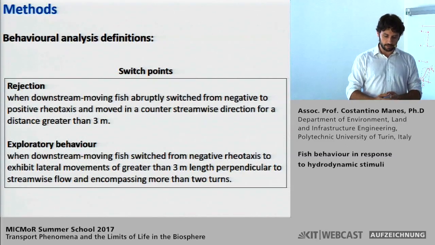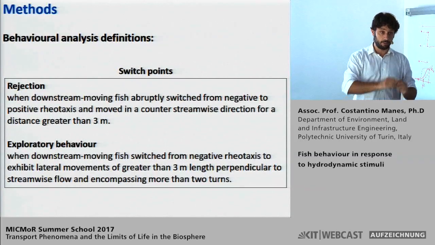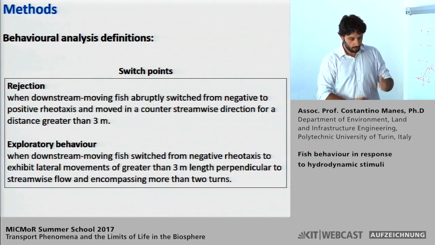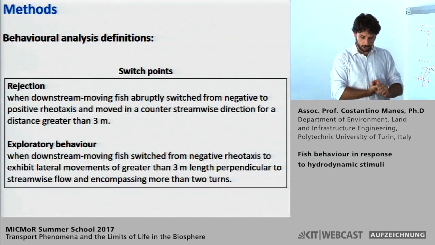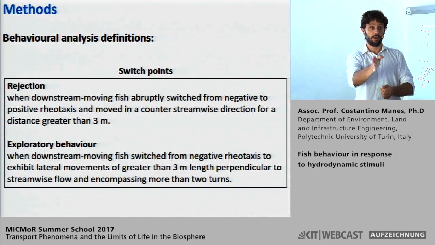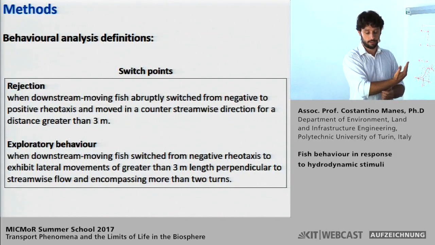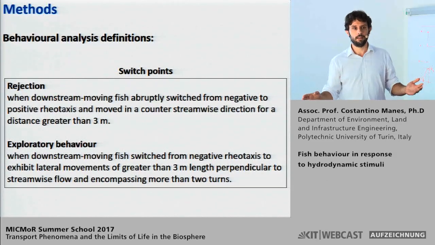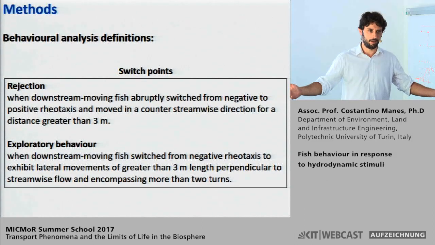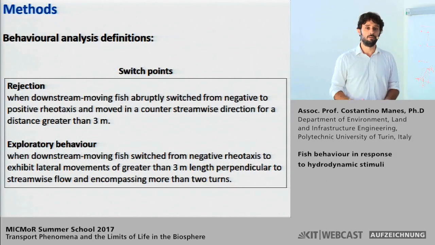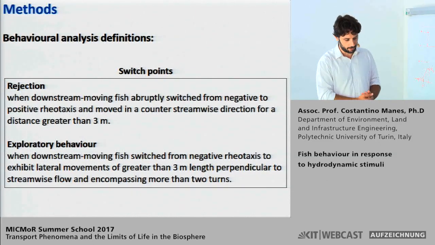So we defined switch points, switching behavior, from a passive drift behavior to something that is much more active. We defined rejection when downstream moving fish switched abruptly from negative to positive rheotaxis, meaning following the current going back, essentially, so it changed direction completely, and moved in a counter-streamwise direction for at least 3 meters. You may say this is a subjective definition. I agree, but what do you do? It's very difficult. And this is also a definition that is used to describe fish behavior in the literature. So it was our best shot, at least consistent with previous studies.